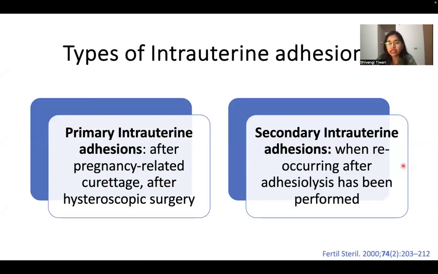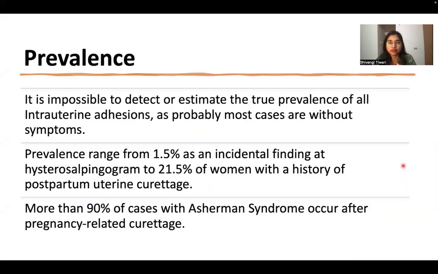There are two types of intrauterine adhesions. They are primary and secondary. Primary जो होते हैं वो after pregnancy related curettage और after hysteroscopic surgery. मतलब हमने कोई primary surgery करी उसके बाद जो intrauterine adhesions हैं that are primary. बट अगर सर्जरी करने के बाद अगर वो रीअकर कर रहे हैं दैट आर नोन एज सेकेंडरी इंट्रायूटाइन एडेशंस.